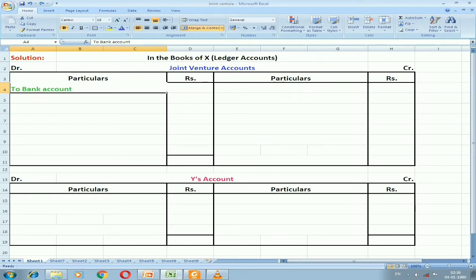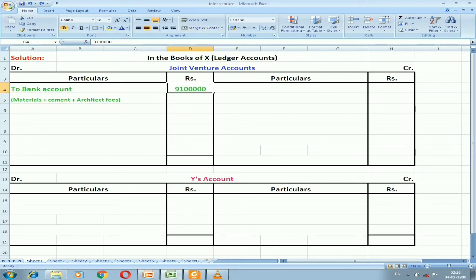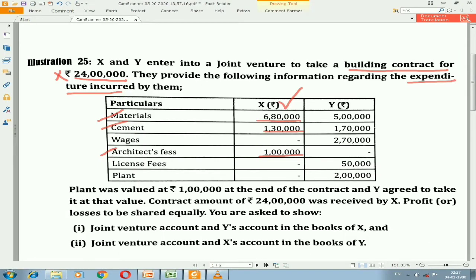So it will be from his point of view. He is giving some money, so that will be through the bank account. Through the bank account he may give the money. So I'm adding all the amounts, and the total is 9,10,000. Now let us take Y co-venture.